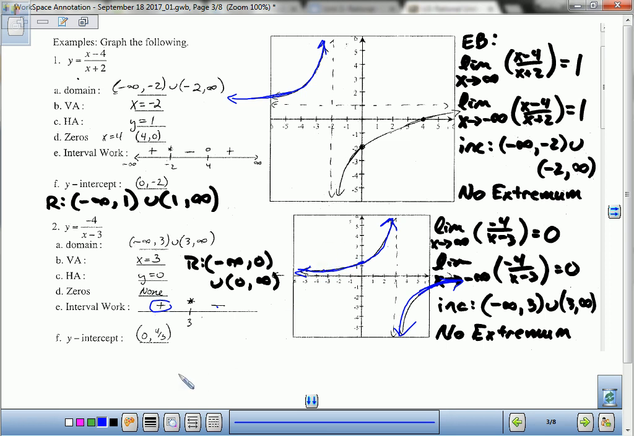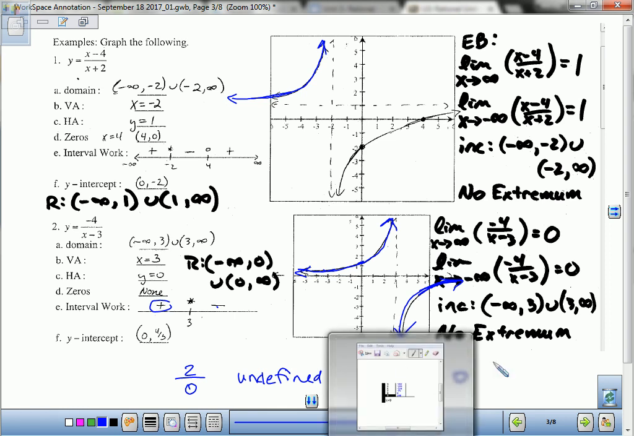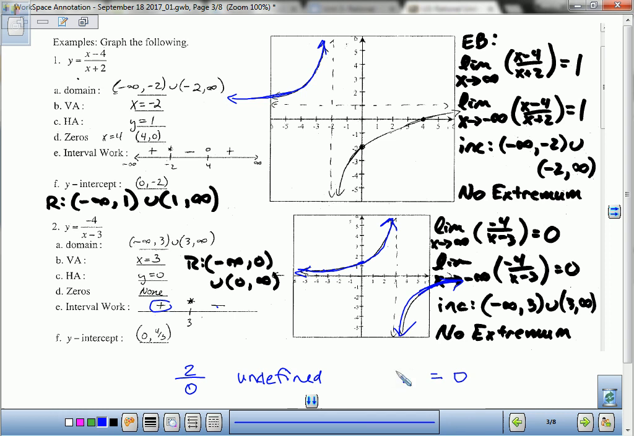So this is undefined. This is 0. Did I write the same thing again? I did. Ooh, that was some new math, wasn't it? First time you write it is this. Second time you write it. All right. So this is undefined.